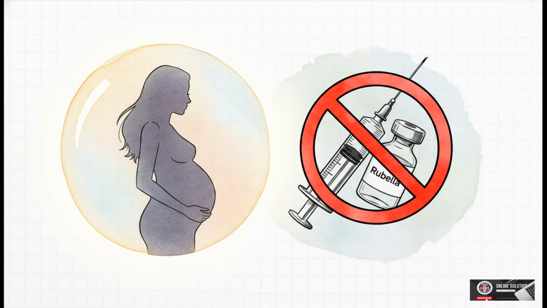But here is a hard and fast clinical rule you absolutely must remember. The rubella vaccine is a live attenuated virus. Because of that, it is strictly contraindicated during pregnancy. No exceptions. Prevention literally has to happen before the patient becomes pregnant.